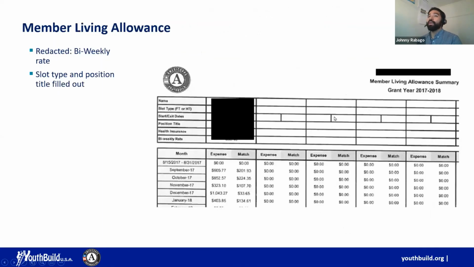And lastly, if you have a full-time member, you're going to have to fill out this member living allowance summary. It requires a name, a full-time slot type, start and exit dates, position titles, health insurance, and biweekly rate. I've redacted all that information from this document, but it's something that our programs sometimes miss. If you have a full-time member, please submit this and include it in your packet every month.